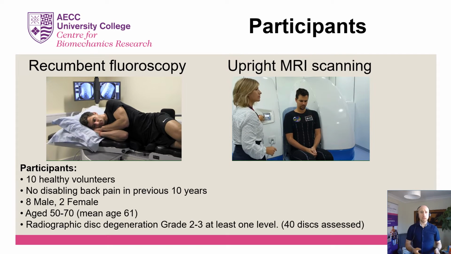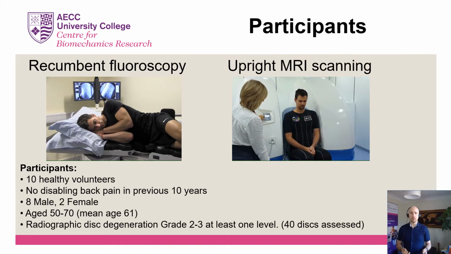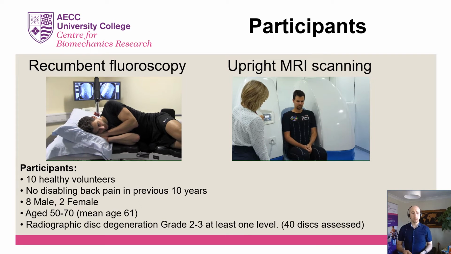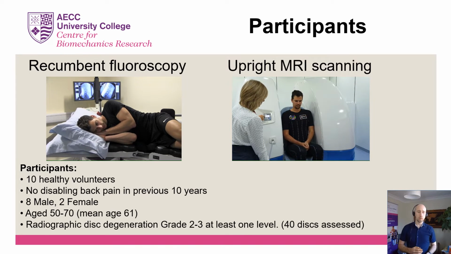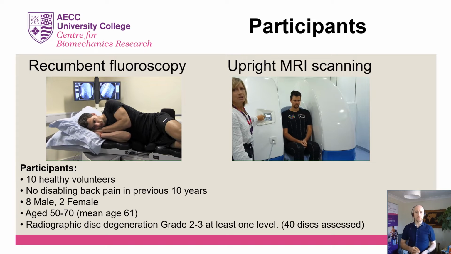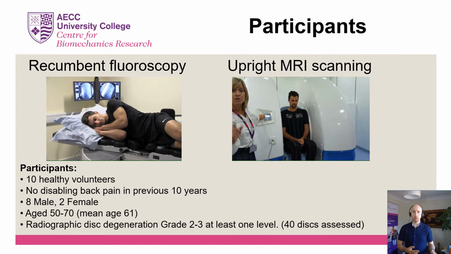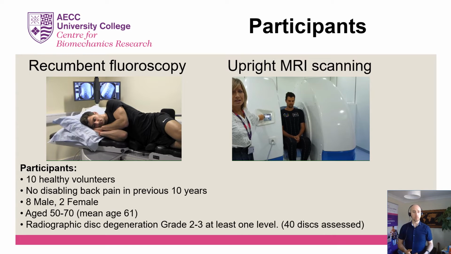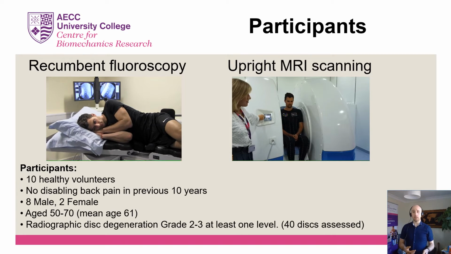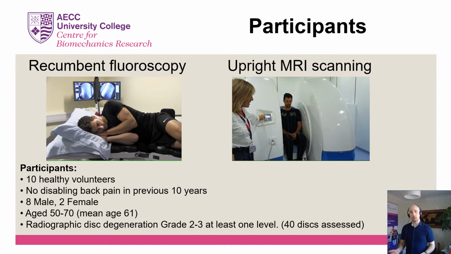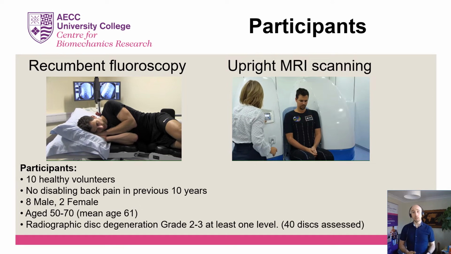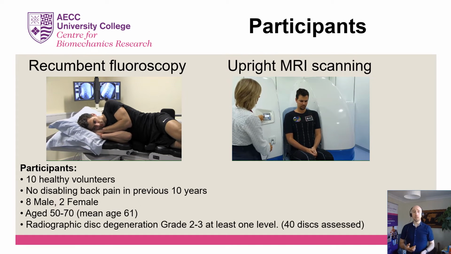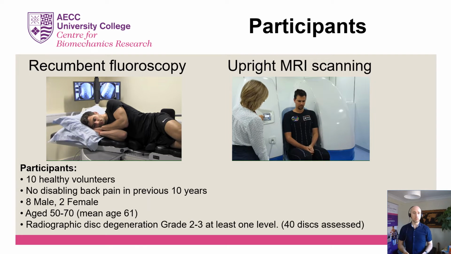We took 10 asymptomatic adults aged 50 to 71 and studied their discs from L2 all the way through to S1 for disc degeneration grade, and looked at the segmental kinematics using the fluoroscopy, both in weight-bearing and recumbent protocols, as the relationships may exist in one orientation that could not be found in the other. This provided us with 40 intervertebral discs for assessment.